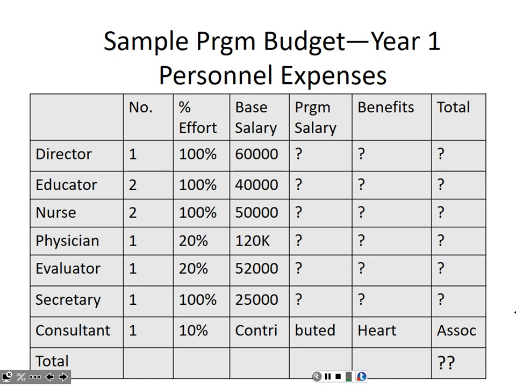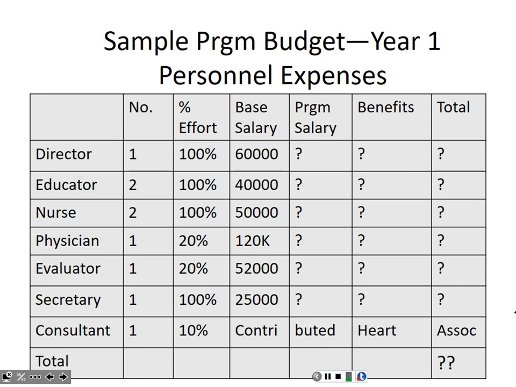Family physician, in this case, their annual full-time salary is estimated at $120,000. And annual full-time salary of the evaluator, 52,000. Annual full-time salary of the secretary is 25,000. So again, those figures are based on our market research and typically published by the Bureau of Health Resources and other organizations.